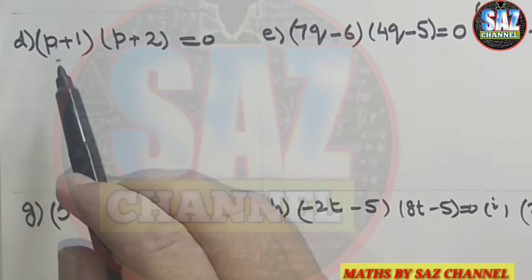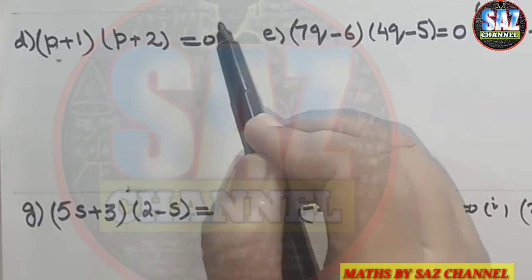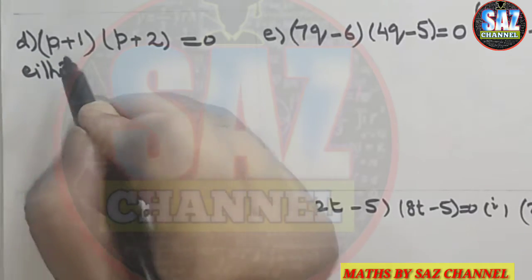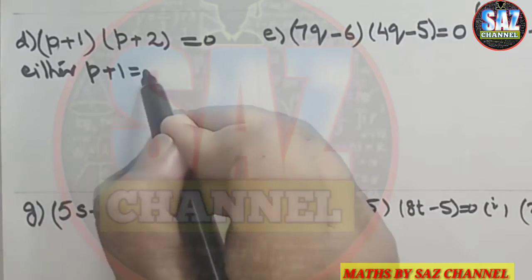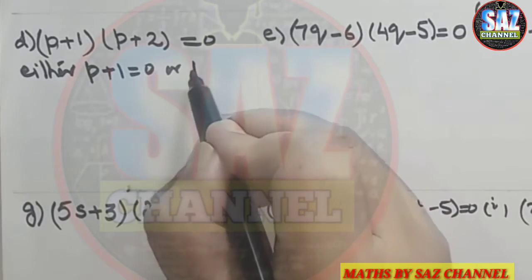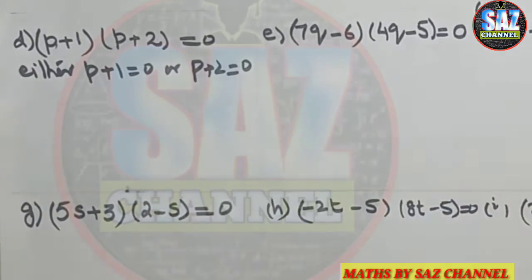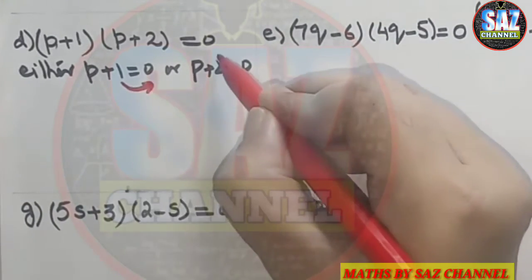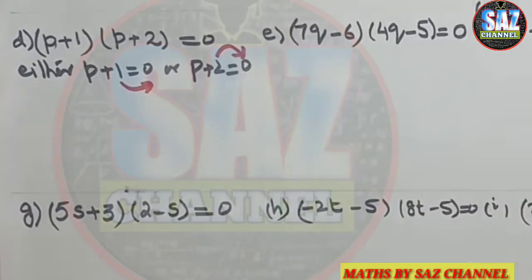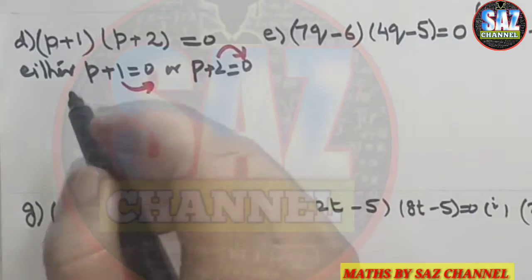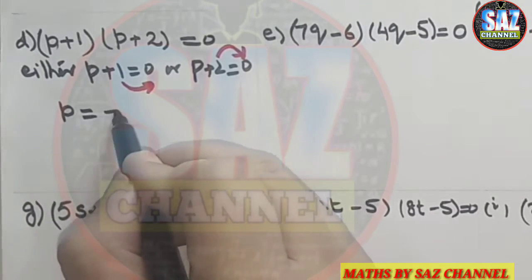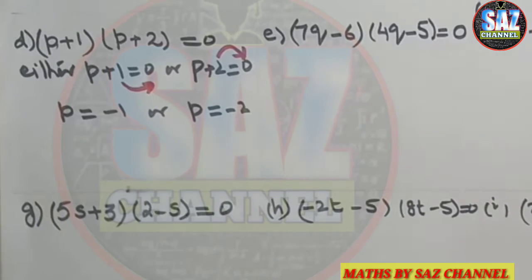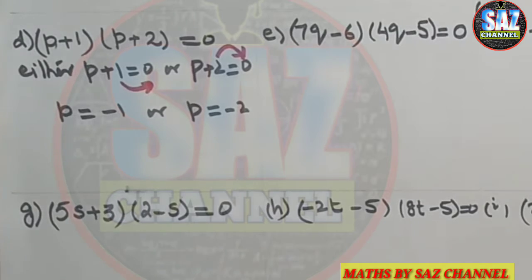D part of the question is p plus 1 multiplied by p plus 2 equals to 0. To solve this equation, I will equate either p plus 1 equals to 0 or p plus 2 equals to 0. In order to get the value of the variable or to find the roots or solution of this equation, I have to shift the constants to other side, and this will give me p equals to minus 1 or p equals to minus 2. So easy, so simple. Let's move to E part of the question.